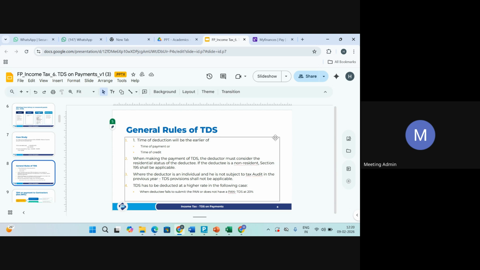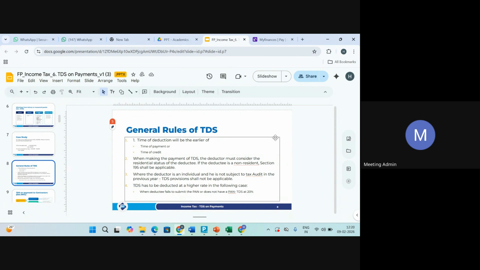Next, let us go to the general rules for TDS. These are the very general rules given here. First, the time of deduction will be the earlier of the payment or credit. Before making the payment, the employer has to deduct the tax amount from the employee's amount, and at the time of credit, they have to deduct before crediting and then pay.